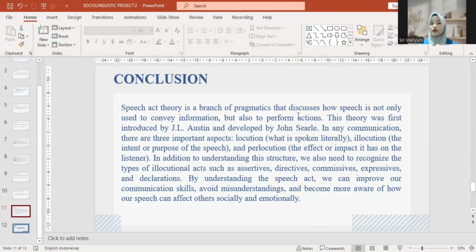In addition to understanding this structure, we also need to recognize the types of elocutionary acts such as assertive, directive, commissive, expressive, and declarations. By understanding the speech act, we can improve our communication skills, avoid misunderstandings, and become more aware of how our speech can affect others socially and emotionally.